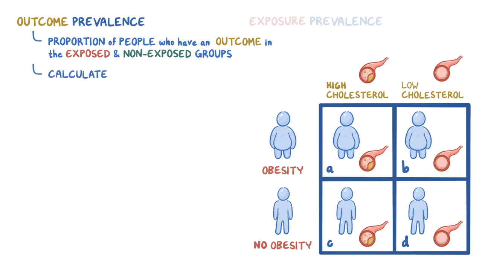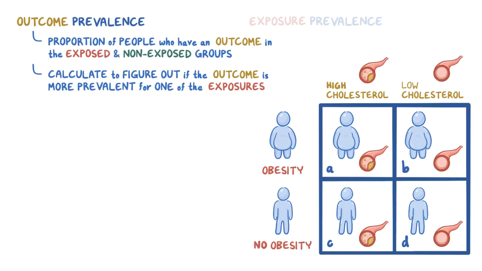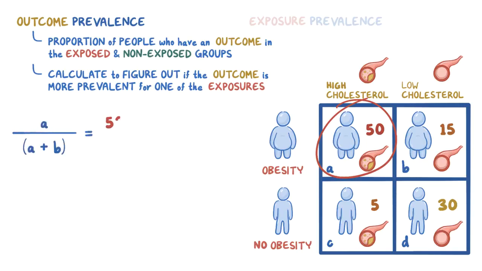We can calculate the outcome prevalence to figure out if high cholesterol, the outcome, is more prevalent for people who are obese or not obese, the exposure. Let's say that there are 50 people in cell A, 15 in cell B, 5 in cell C, and 30 in cell D. To find the outcome prevalence, we first calculate the proportion of people who have high cholesterol in the group that is obese, so A divided by A plus B, or 50 divided by 65, which rounds to 0.77.